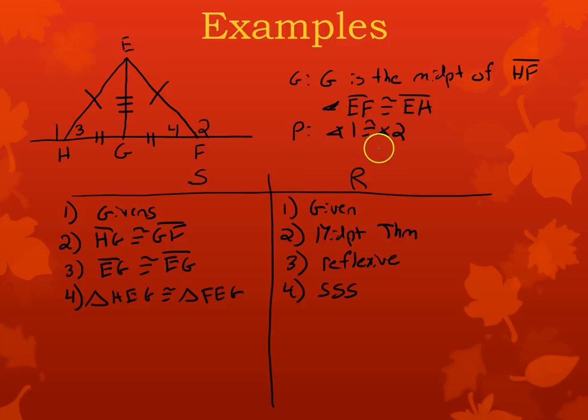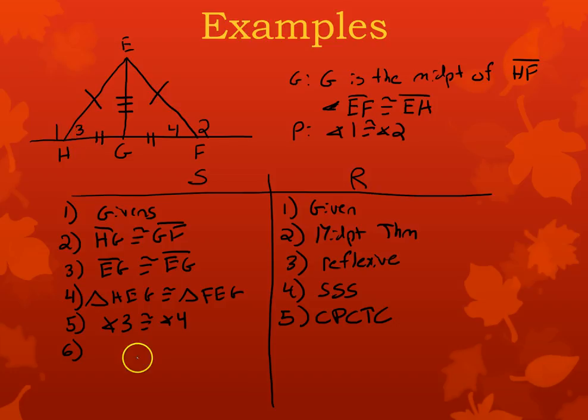Now, we're trying to prove angle 1 and 2 are the same. Now, 1 and 2 are not immediately equal because they are not inside the triangle, so they are not corresponding parts. However, 3 and 4 both are, and we notice angle 1 and 3 is a supplementary angle pair, so is angles 2 and 4. So I'm going to use that concept. Angle 3 is congruent to angle 4. Those are our corresponding parts of congruent triangles.